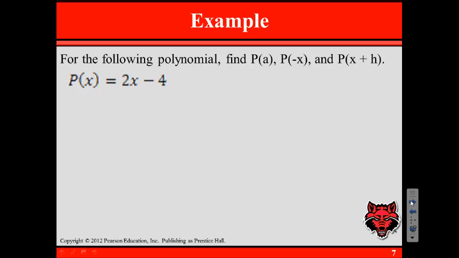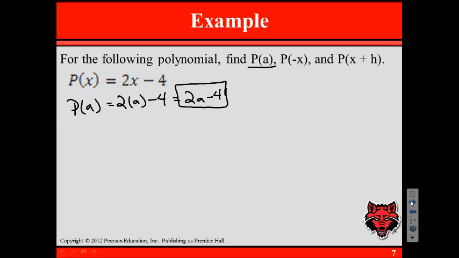In a polynomial, find p of a, p of negative x, and p of x plus h. There are sometimes when we replace the variable with a different variable, and this can be useful especially the further you go along in math. Let's try these 3 different examples. In the first, we will replace every x value with an a. This will give us p of a equals 2 times a minus 4, or just 2a minus 4.